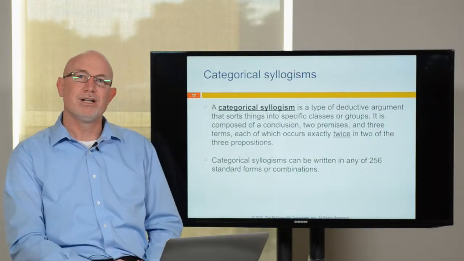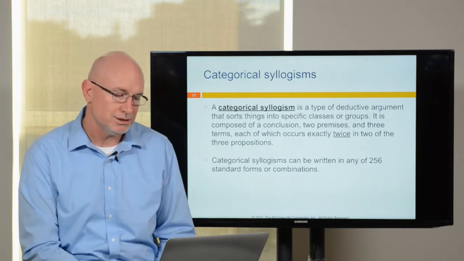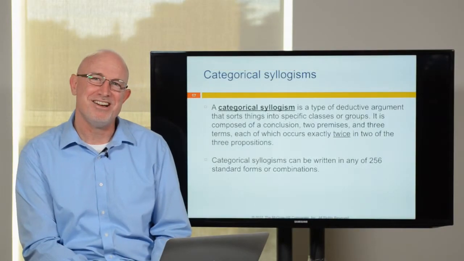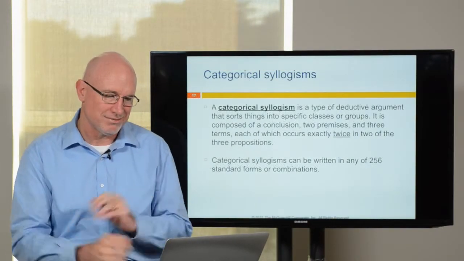Then we have categorical syllogisms. Just as we have hypothetical syllogisms, we have categorical syllogisms. A categorical syllogism is a type of deductive argument that sorts things into specific classes or groups. It is composed of a conclusion, two premises, and three terms, each of which occurs exactly twice in two of the three propositions. That sounds very complicated. Again, your textbook unpacks it really nicely.